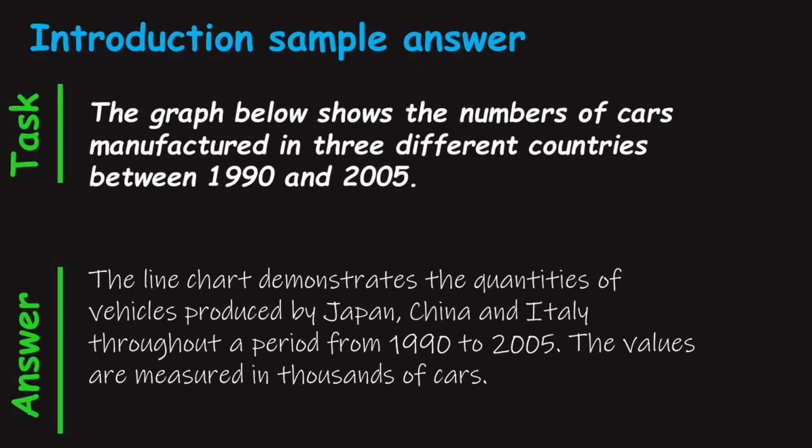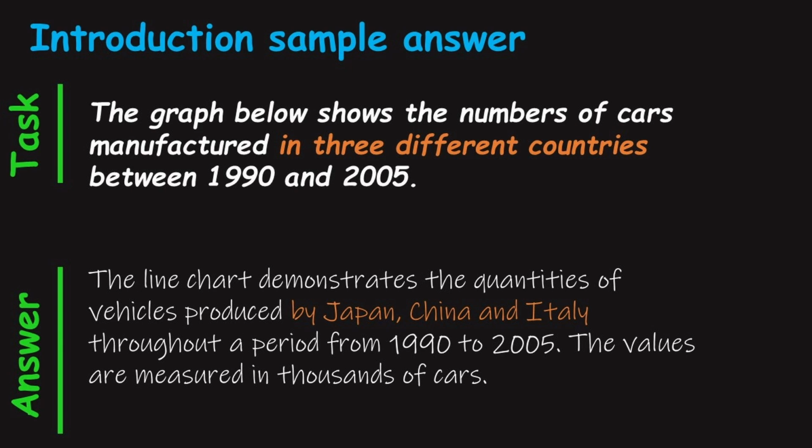My example of introduction. On the top you can see the task, and on the bottom my answer. I will demonstrate how I paraphrased the task and wrote the introduction, word by word and phrase by phrase. The phrase graph I changed to line chart. Instead of shows I wrote demonstrates. The numbers of cars is identical to the quantities of vehicles. Manufactured changed to produced. Here you need to pay special attention. I changed the phrase in 3 different countries to Japan, China and Italy.